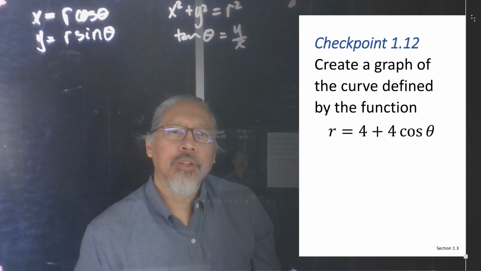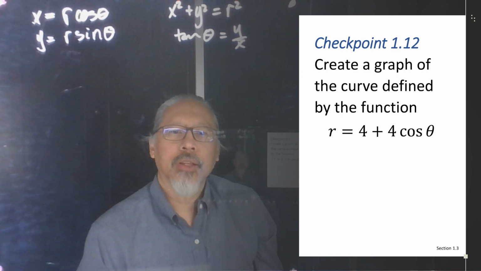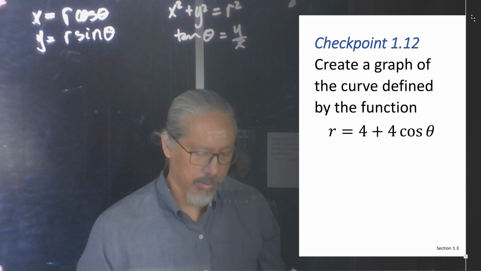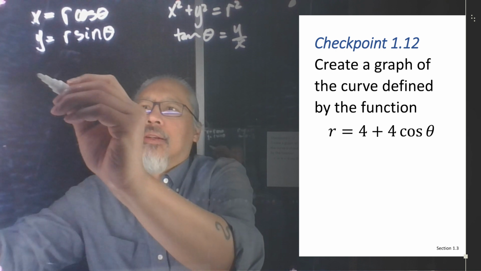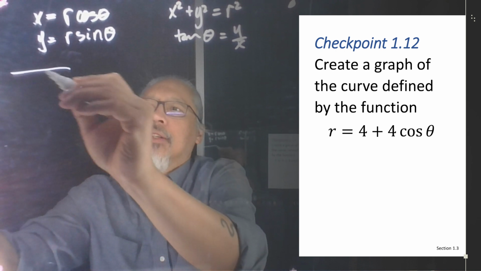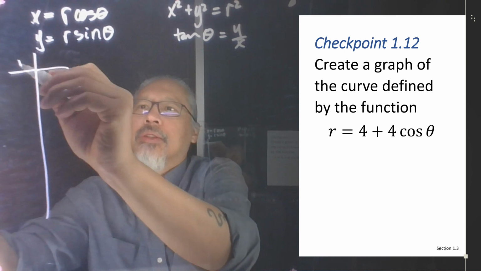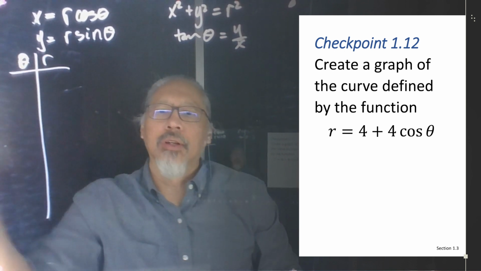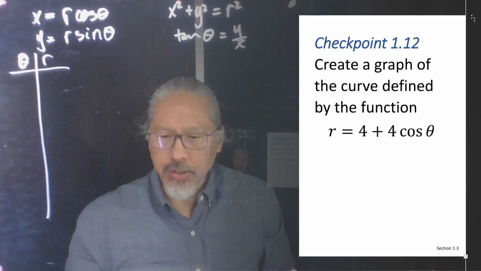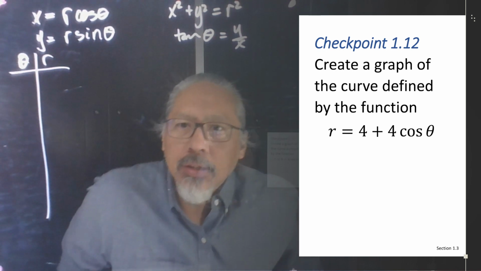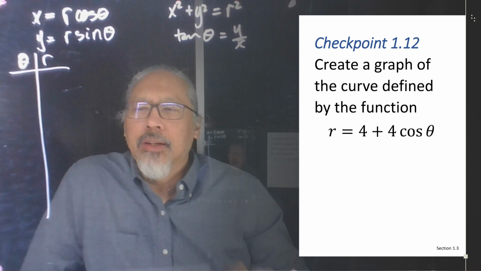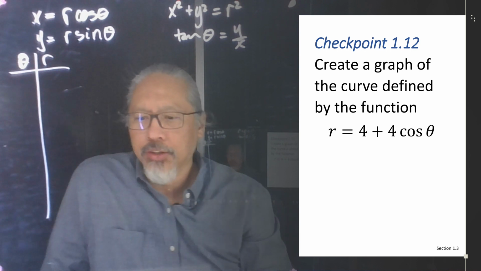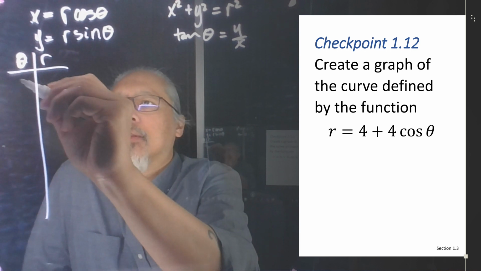Checkpoint 1.12. They want us to create a graph of a curve defined by the function r is equal to 4 minus 4 cosine theta. I think the easiest thing to do first is to create a table with the theta inputs and the r outputs. And for this, I think it'd be easy to start just going around in a circle.